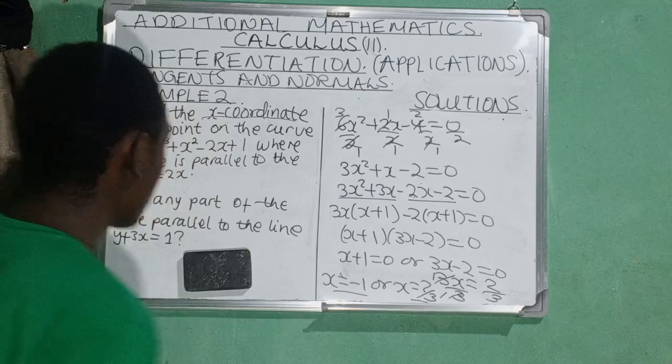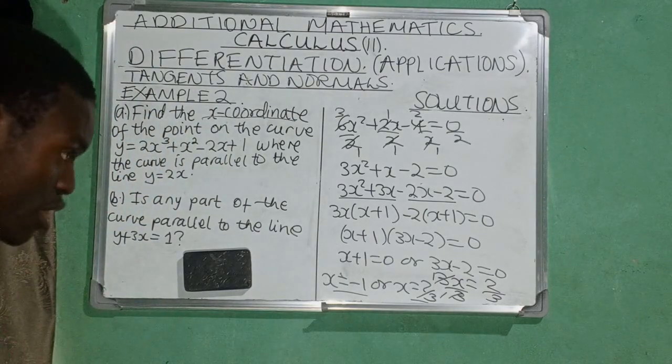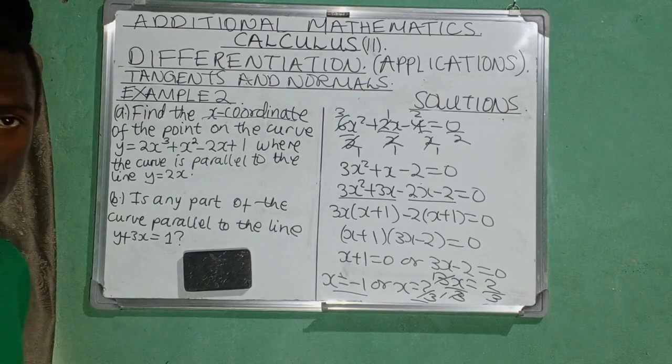So the x coordinate of the point on the curve. They said x coordinate, not x coordinates, right?